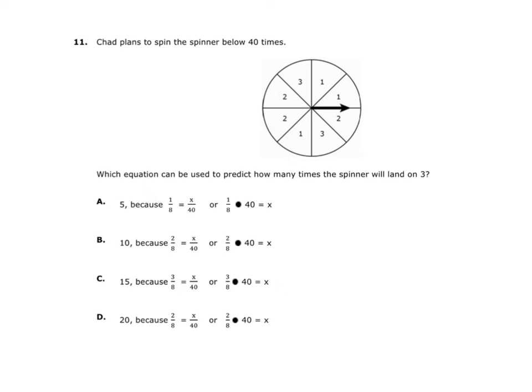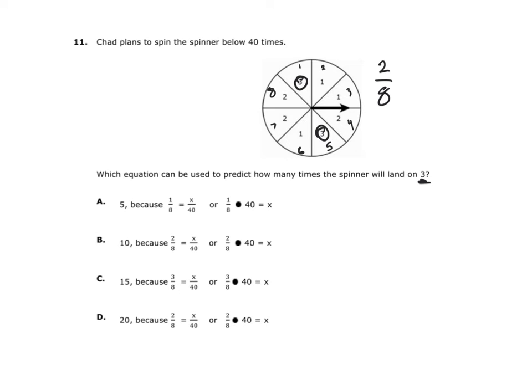Number 11 says Chad plans to spin the spinner below 40 times. Which equation can be used to predict how many times the spinner will land on 3? So we have 1, 2, 3, 4, 5, 6, 7, 8 total spots on the spinner. 1, 2 of them are 3. Okay, so we have 2 out of 8 that are landed on the 3.